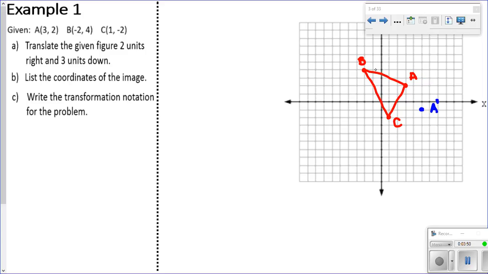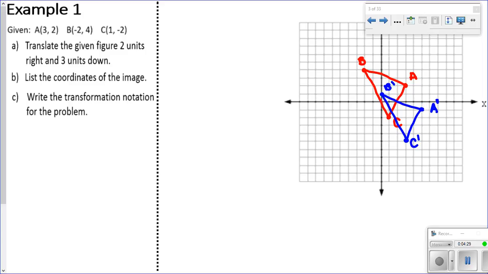Then B will do the same thing, 2 units to the right, 3 units down. It's okay that it's inside the other one. And then 2 units to the right and 3 units down for C. That becomes C prime. So again, notice that A prime, B prime, C prime is the image of ABC, but it's not a different size. So remember, it preserves its same size and shape. So if you graph it and one looks way different than the other for a translation, you've done something wrong.